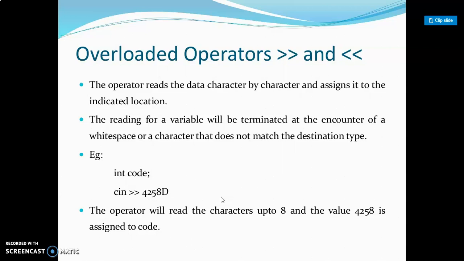Here is an example declaration of a variable using the data type integer. The variable name is code. In the input function cin, it gets the input 4558D. The operator will read the characters up to 8, and the value 4558 is assigned to code.